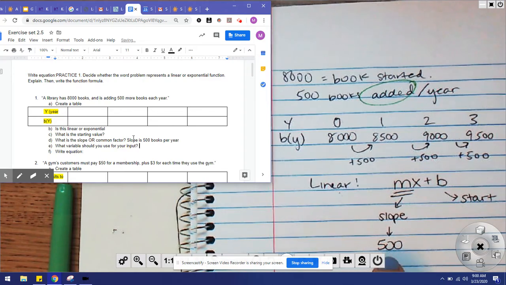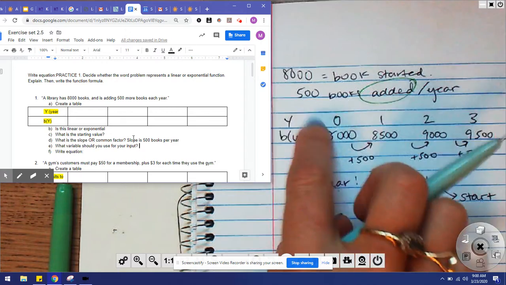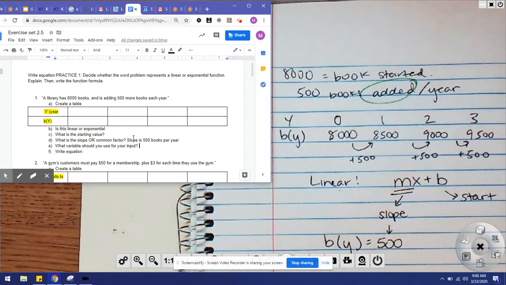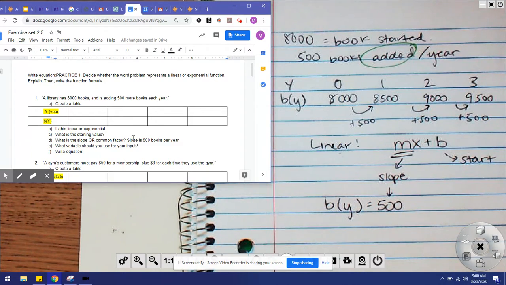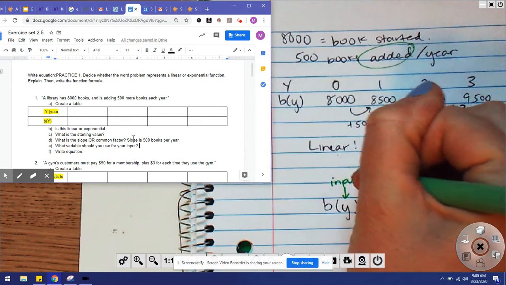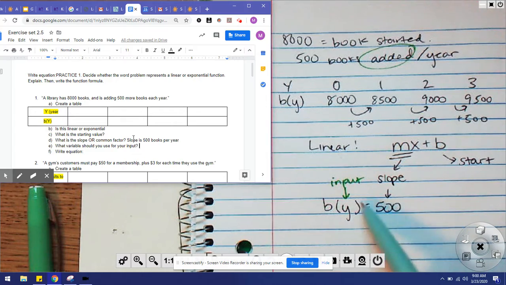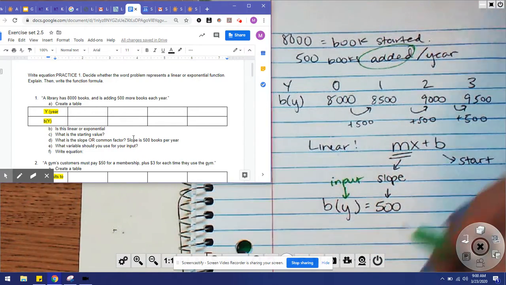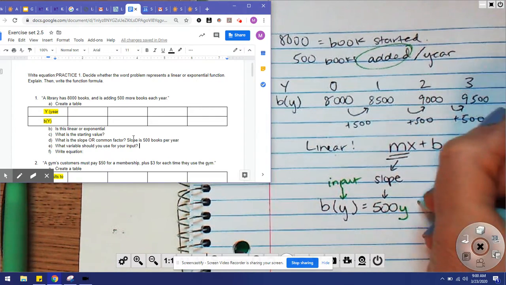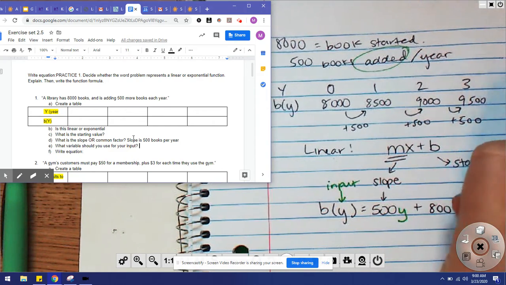The variable I should use for my input, since they gave me this function notation b of y, I know that my input is always going to be the letter in parentheses. So here, instead of doing 500x, since I'm using my y as my input, I should do 500y, because that means 500 every year plus, and then my starting point is 8,000.